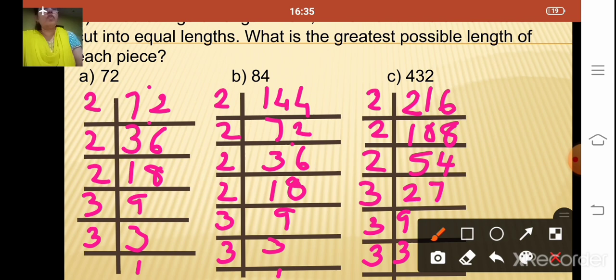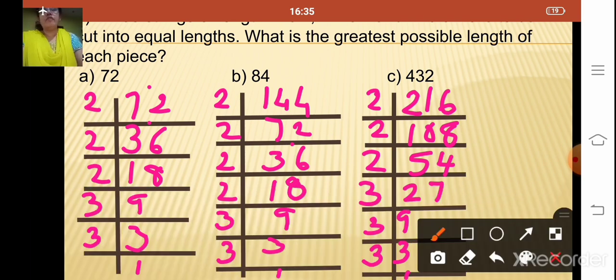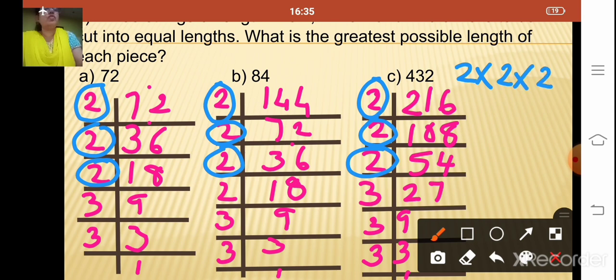Yes, so we have found all the prime factors of all the three numbers. Now next, first we will find the common factor. Here 2 is common, 2 is common, 2 is common. So write the number 2. Again 2 is common in all three. So write 2. Here again 2 is common in all the three numbers, so multiplied by 2.